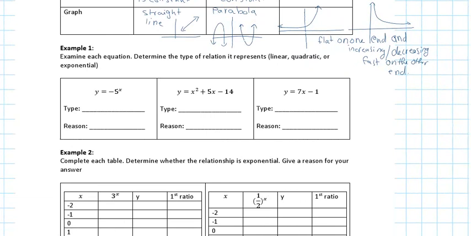Examine each equation and determine the type of relation it represents: linear, quadratic, or exponential. If you look at the first one, what can you tell me about the first example? Exponential. Exponential because? The exponent is a variable. Yeah, that's right.